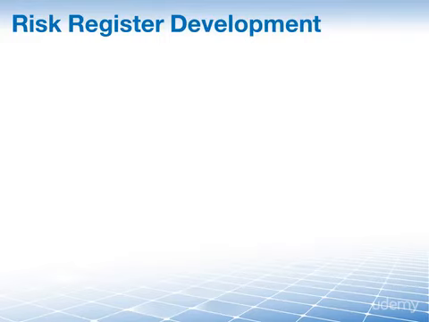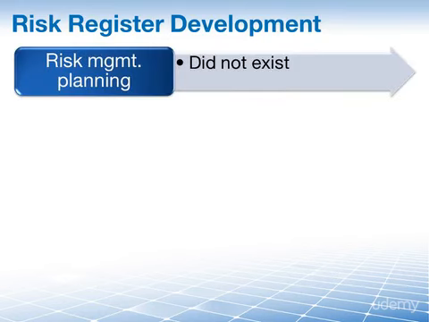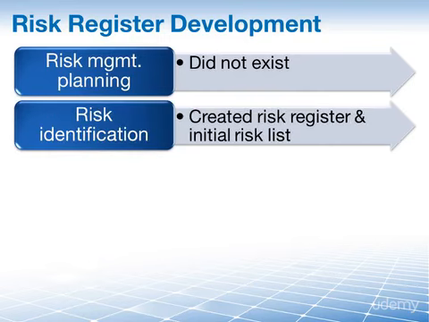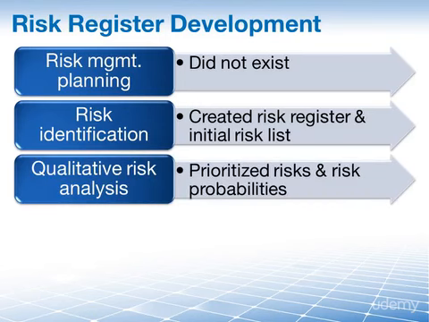And here is an overview of how the risk register is developed, not just in one process, but in multiple processes in the risk management knowledge area. During the plan risk management process, the risk register did not exist. The concern here was on creating a risk management plan for our project. Then in the next process, identify risks, we created the risk register and added our initial list of risks. In perform qualitative risk analysis, we prioritized our risks and provided the probability of a risk occurring by denoting them as high, medium, and low risks.